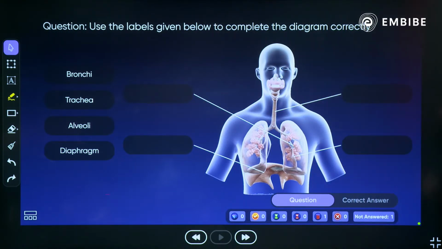Just drag and drop the visuals, just drag and drop the labels in their correct place. I'm glad, Sarvesh, that you're enjoying the class. And the best part about Embibe is that you get to learn with such beautiful interactives absolutely free of cost.